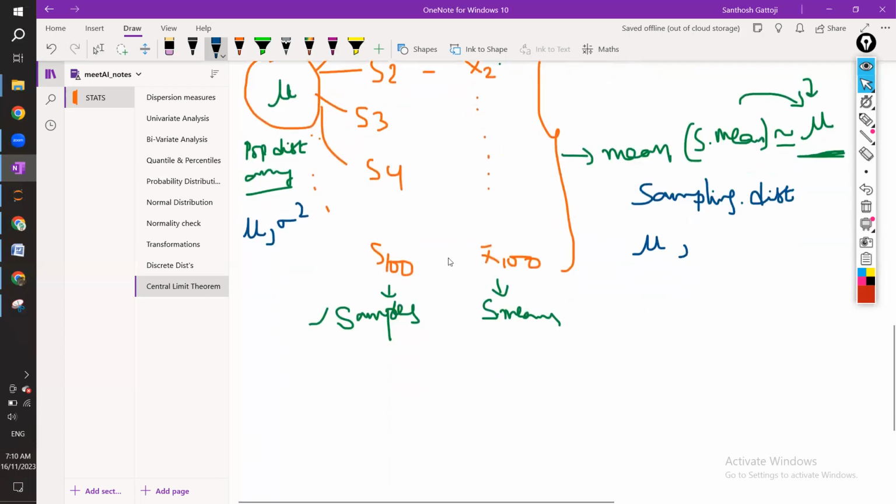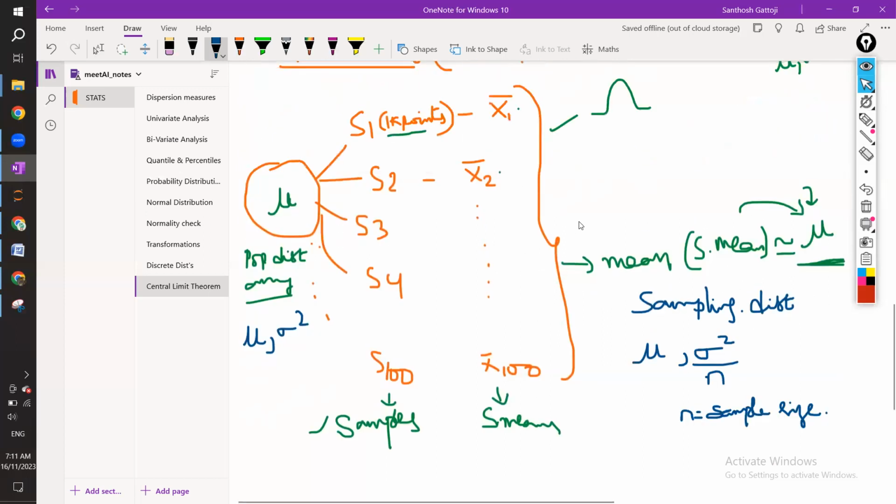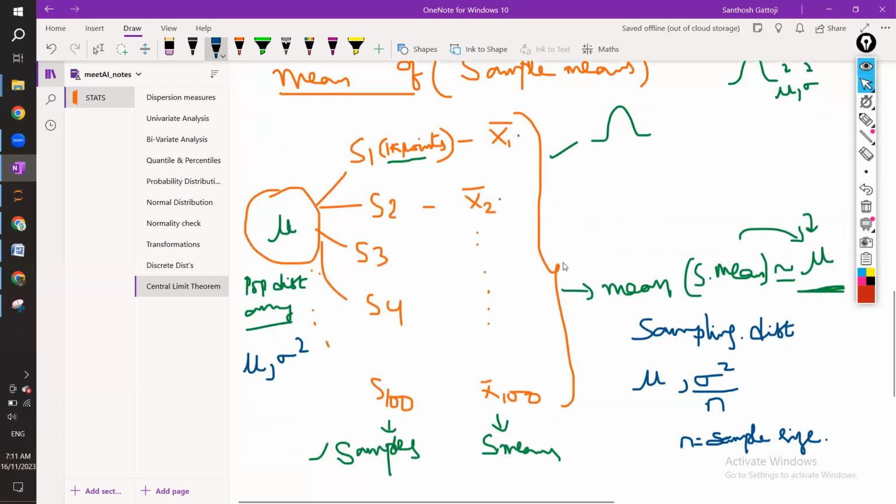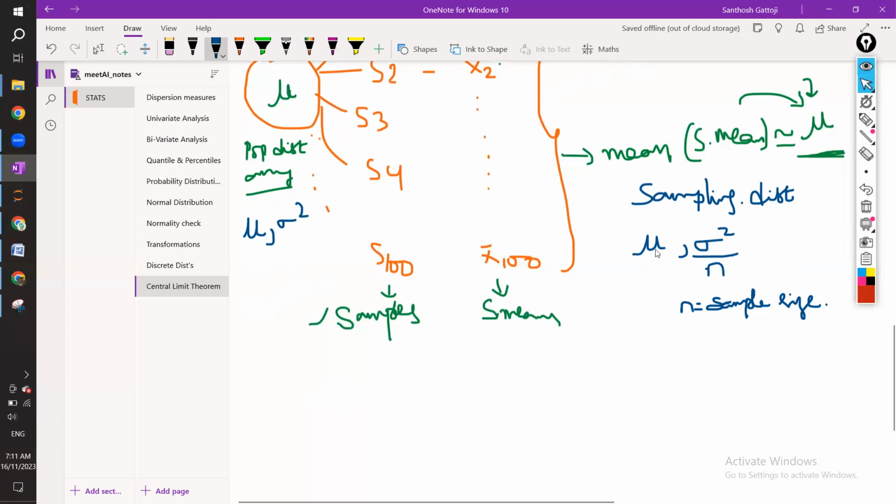Its variance will be the population variance divided by n, where n is the sample size, that is, how many values we are taking in each sample. So if the population has mu and rho square, the sampling distribution, the means of the samples you are taking, will have a mean almost equal to the population mean, but the variance will be rho square by n, where n is the sample size. This single point you need to understand.